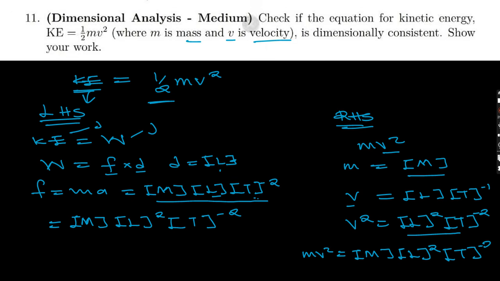Now check for me this. These dimensions and this dimension are equal. So I'm going to conclude to say the dimension to our left hand side is equal to the dimension to our right hand side. Hence the equation is dimensionally consistent. This is how you show.